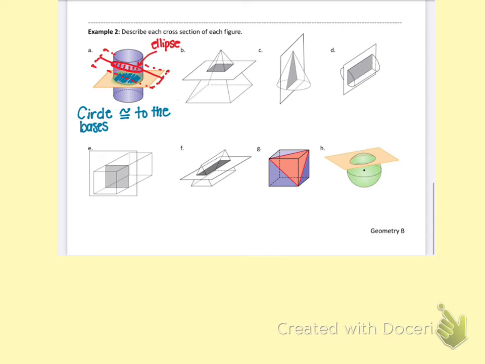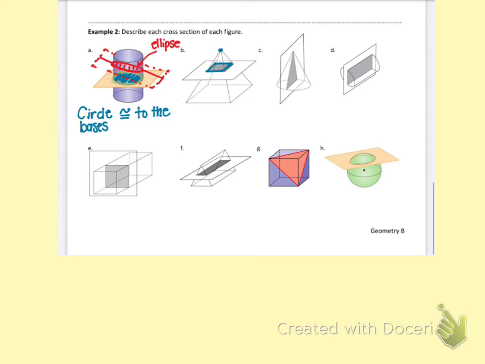So for instance in B, if I wanted to describe this cross section, you might look at that and say it's a square, and that is true. It looks like a square, and that's because you can tell that the base is a square, or maybe a rectangle with really close dimensions. Regardless, it's not congruent to the base, it's similar to the base, so it's just a much smaller square. And because that's a pyramid and all those points are converging towards that vertex, the closer the cross section gets to the vertex, the smaller that square gets. But as long as it's parallel to the base, it's still going to be a square.